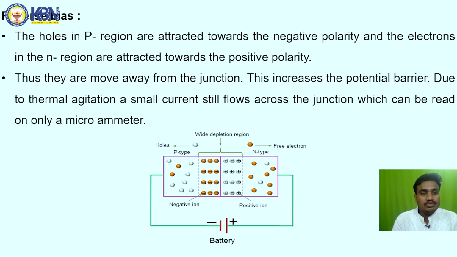Now coming to the reverse bias. You know that the minority charge carriers in p-type are electrons and the majority charge carriers are holes. The holes in the p region move towards the back side.